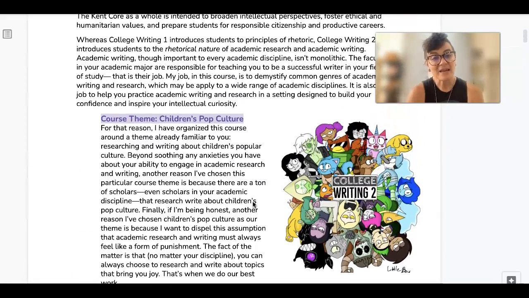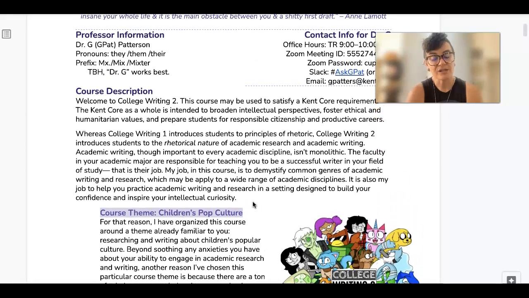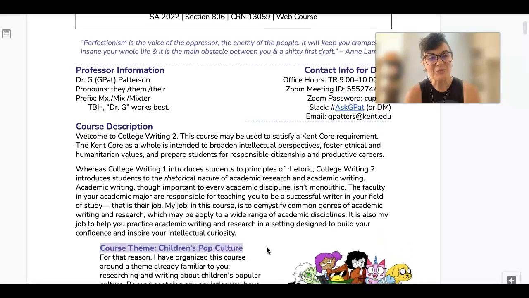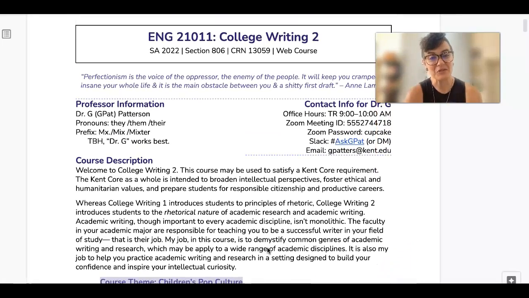This is a fun class. I mean, as far as college writing courses go, I kind of feel like it's a cool position to be in, to get to write about children's animated films and web series. It's kind of neat. So enjoy the ride. All right.